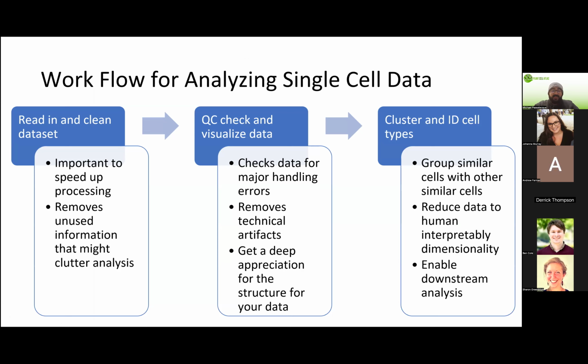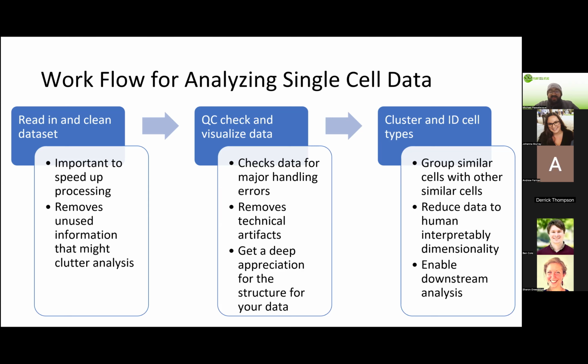So typically, what we're going to do is read in and clean the data set. This is important because it speeds up processing. You don't want to be handling thousands of genes that are unexpressed. It also removes unused information that might clutter your analysis. These very lowly expressed genes might have high dispersions, but very low expression.